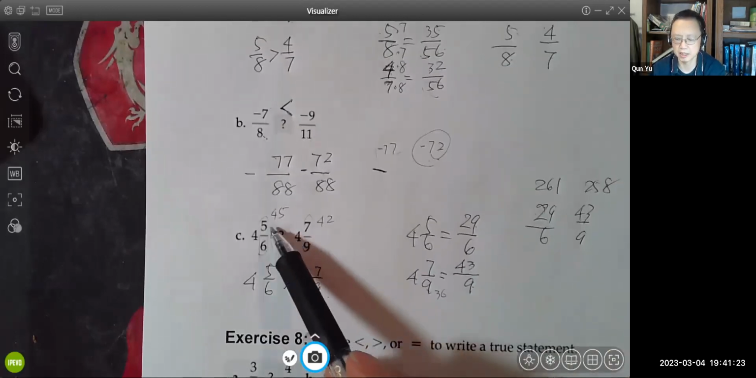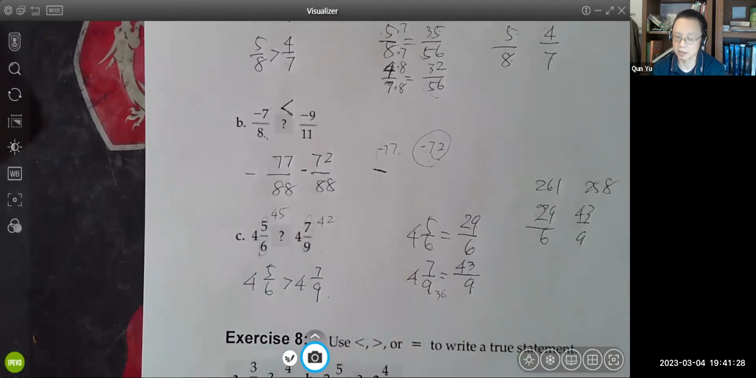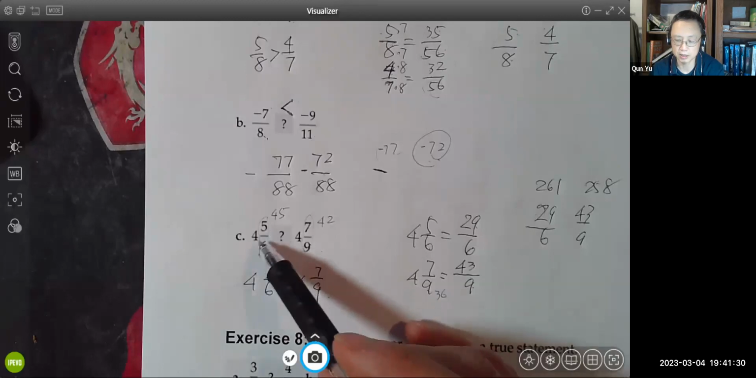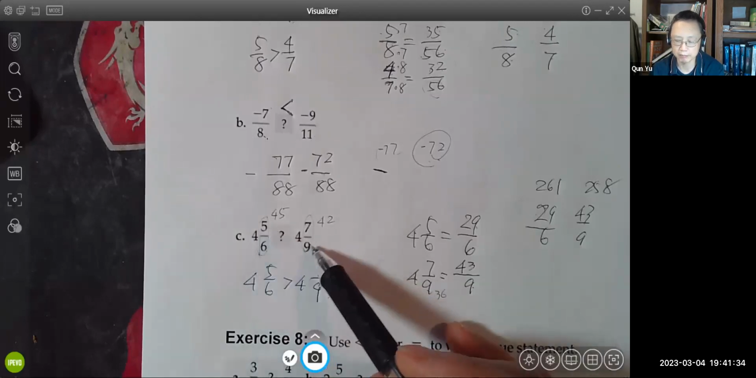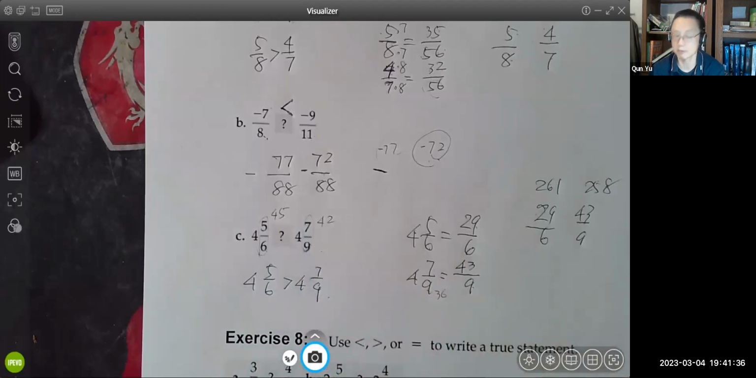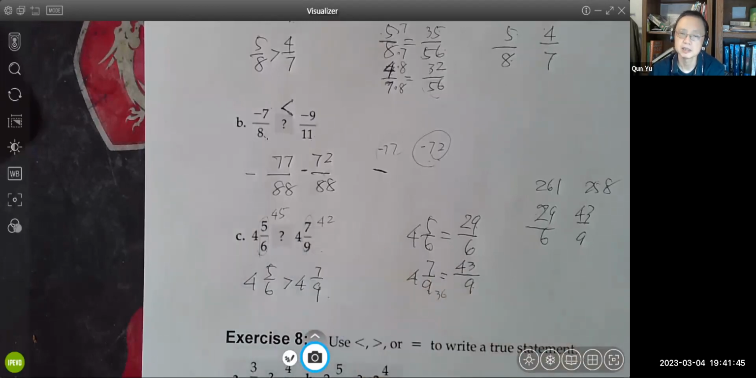But this way, only looking at the fractional part is way easier. But there's a condition for you to do that. These two whole numbers have to be the same, and the fractional parts have to be proper fractions. If it's an improper fraction, where this part is bigger than 1, you have to convert it to a standard mixed number.